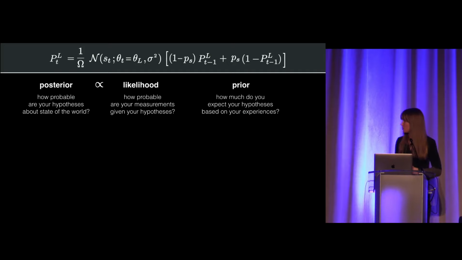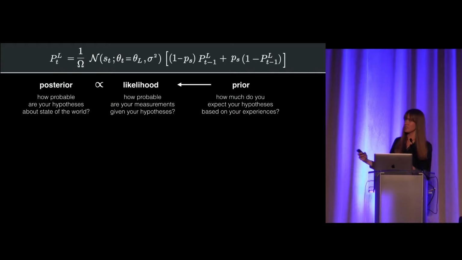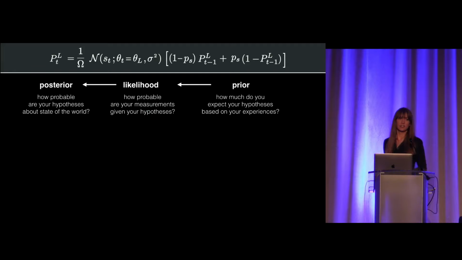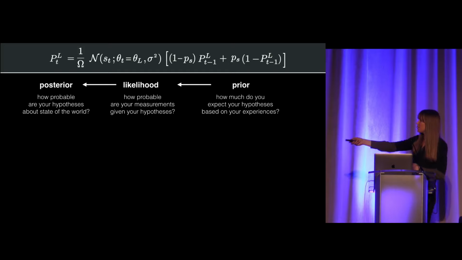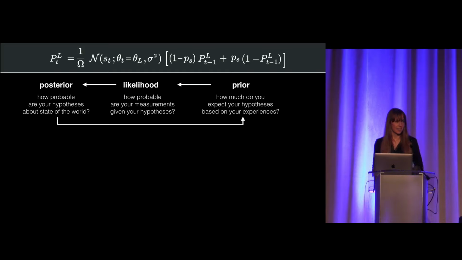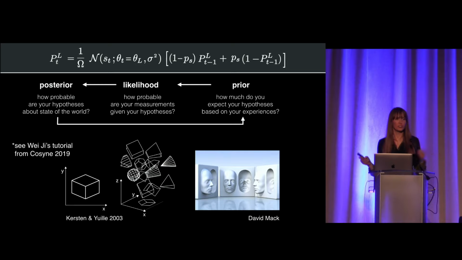Now, many of you will recognize this from the tutorial that you may have come to last year, Weiji's tutorial on Bayesian inference. So the basic idea here is that we can take our prior, how much we expect our hypotheses based on our experiences, combine it with this likelihood, how probable are our sensory measurements given these hypotheses, and use this to evaluate how probable these hypotheses are. And then if this is evolving in time, we can use this posterior to inform our prior at the next time step. And we can do this recursively. Okay? So for those of you who haven't checked out Weiji's tutorial, I'd encourage you to do that.